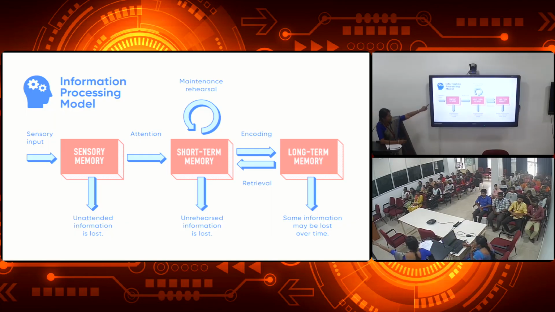See, the sensory input is what you receive from your environment. After that, if you are paying attention, that memory goes into your short-term memory, then to your long-term memory. Unattended information is lost right here, at the sensory level. After that, unrehearsed information is also lost. When you keep on rehearsing, you can easily retrieve the information whenever you want in the future. Next one.